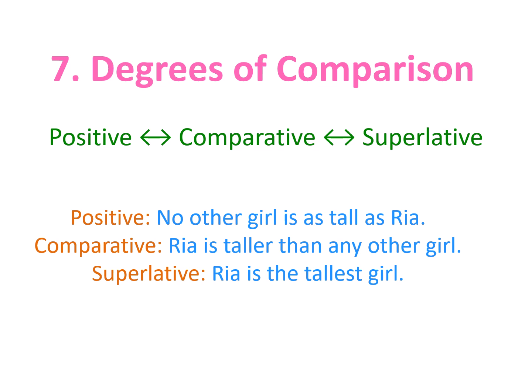These transformations involve the positive, comparative, and superlative forms of adjectives. For instance, Ria is the tallest girl can be expressed as no other girl is as tall as Ria or Ria is taller than any other girl.